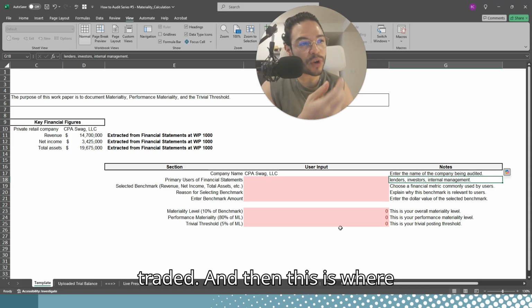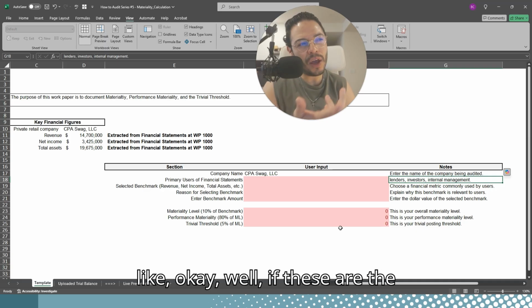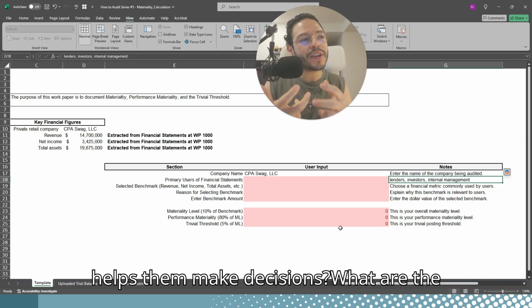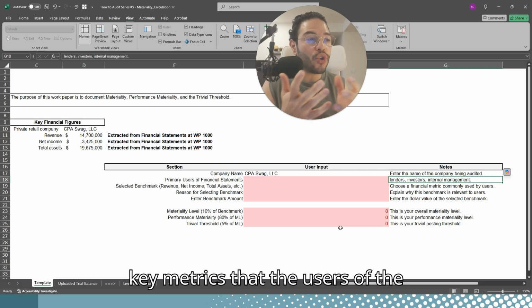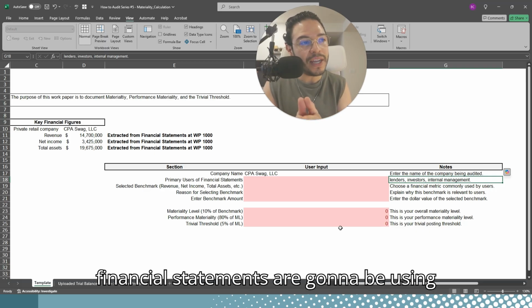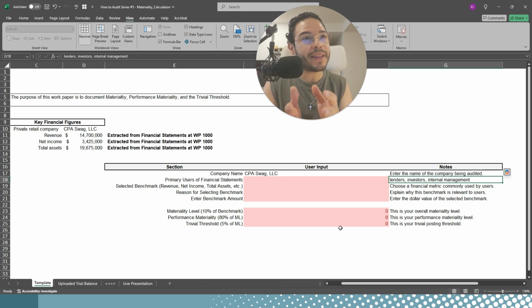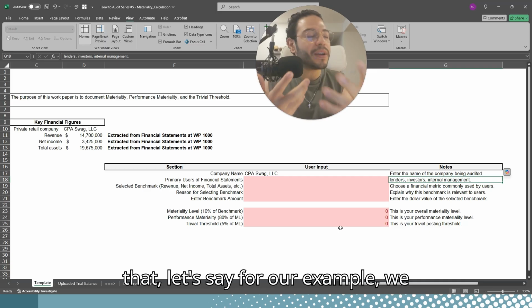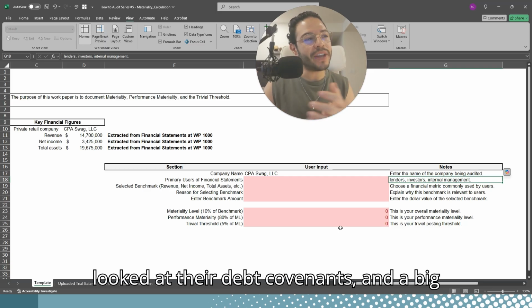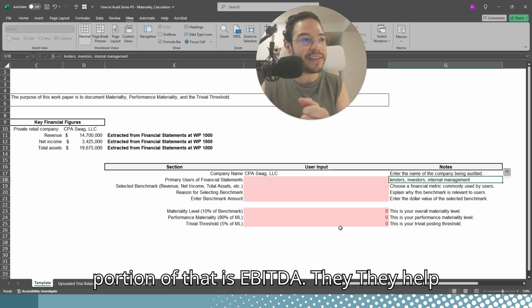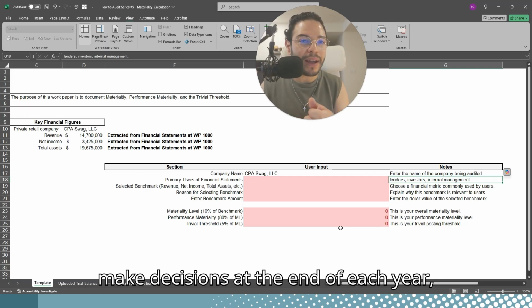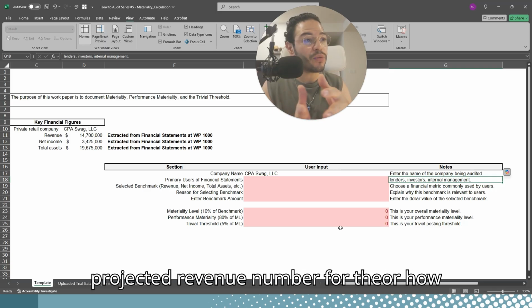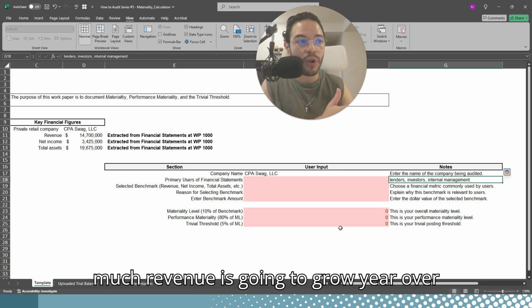And then this is where you can start thinking as a good auditor, right? Okay, well, if these are the primary users of the financials, what helps them make decisions? What are the key metrics that the users of the financial statements are going to be using to help them make decisions about the company? Based on that, let's say in our example, we looked at their debt covenants, and a big portion of that is EBITDA. They help make decisions at the end of each year. They base their budgets on their projected revenue number for the year, how much revenue is going to grow year over year.